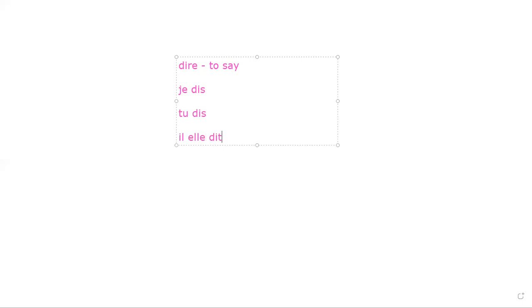Say clair, Summer. Yes. These are the irregularities of the verbs. You have to understand those verbs by heart. C'est clair. So now repeat après moi. Je dis, tu dis. Il, elle dit. Nous disons. Vous dites. C'est clair. And il, elle dit. C'est clair.